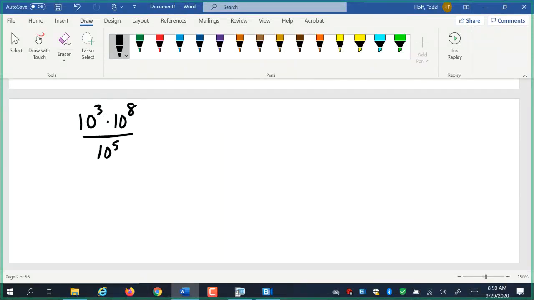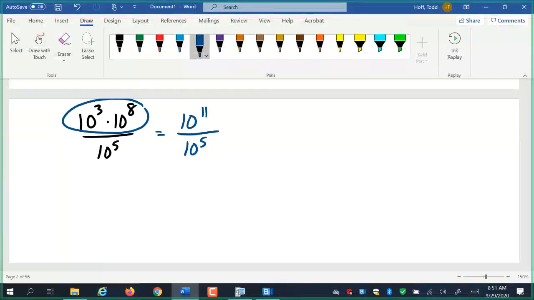Something like this: 10 to the third times 10 to the 8th over 10 to the 5th. But remember that fraction bar says we have to do everything on top first, then everything on bottom separately, and then combine the two. So on top here, 10 to the third times 10 to the eighth, we're multiplying exponents, so we add the powers. 3 plus 8 is 11. There's nothing to do on bottom, so that's just going to stay 10 to the fifth.